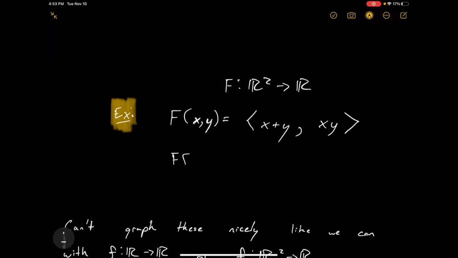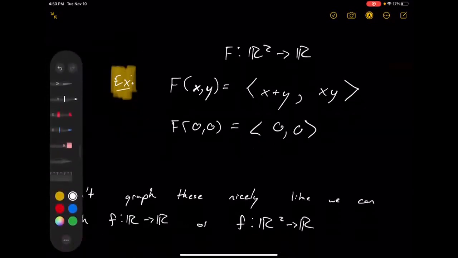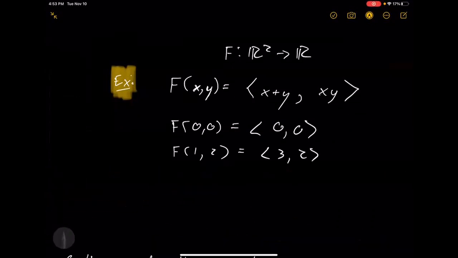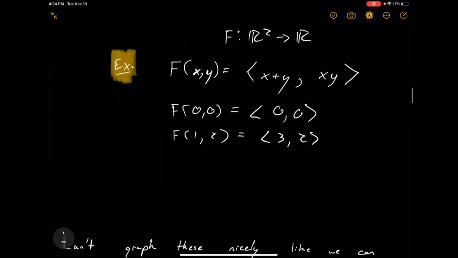So for example, what would F of 0, 0 be? Well, I plug 0 in for x, 0 in for y: 0 plus 0 is 0, 0 times 0 is 0. Okay. What about F of 1, 2? Well, that would be 1 plus 2, which is 3, and then 1 times 2, which is 2. And let's do one more. How about F of -3, 1? Okay, what would this be? -3 plus 1 is -2, and then -3 times 1 is -3.